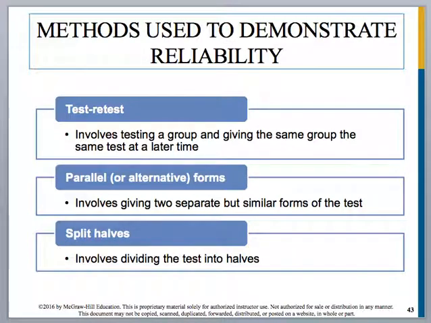Then we also have parallel or alternative forms, where you're giving two separate but similar forms of a test out. That is interesting to be able to see the success of the test and how well candidates did on the test. Then we have split halves, and that's where you divide the test into halves and administer it that way.